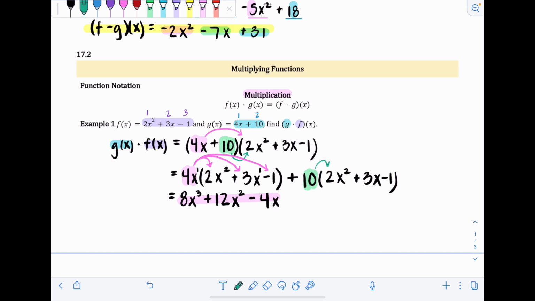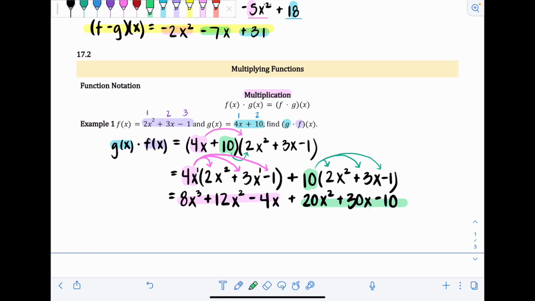So I would do 10 times 2x squared. Since the 10 doesn't have an x, none of the x's are going to change. So 10 times 2 would be 20, and then x squared stays the same. And then 10 times 3x, 10 times 3 would be 30, and the x stays the same, so 30x. And then 10 times -1 would be -10. Now we've distributed the 10 to all three terms.